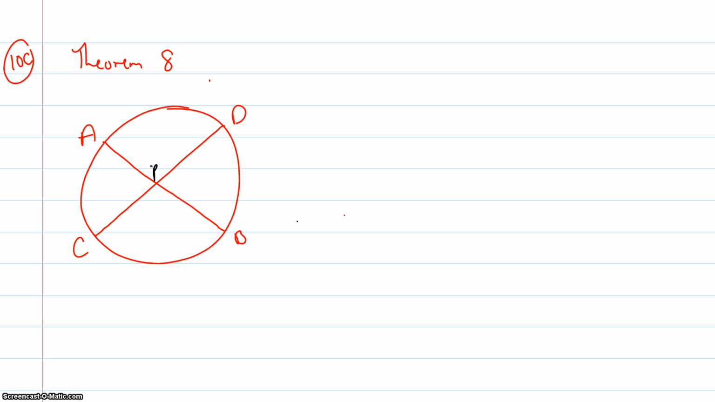The first thing that I need to acknowledge or understand is that this angle here must be the same as this angle here. If they're straight lines, it has to be that due to them being alternate.